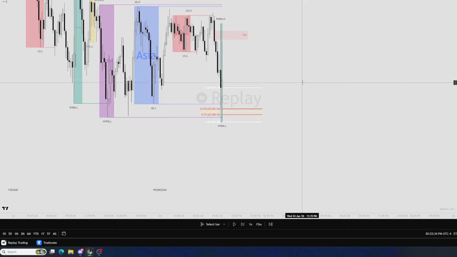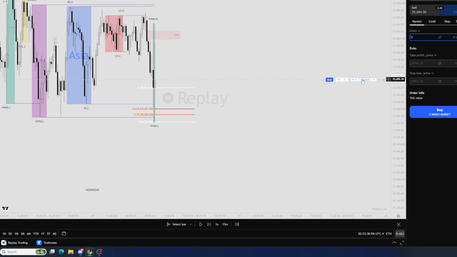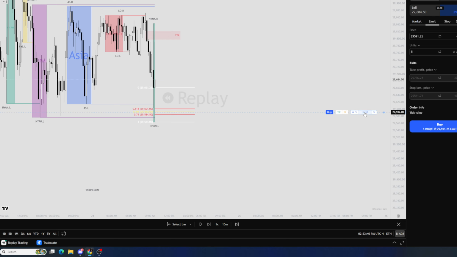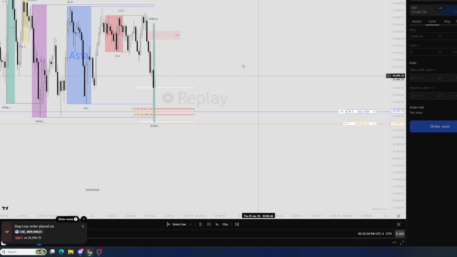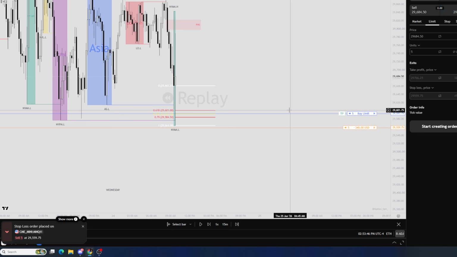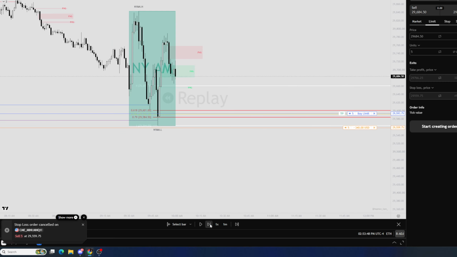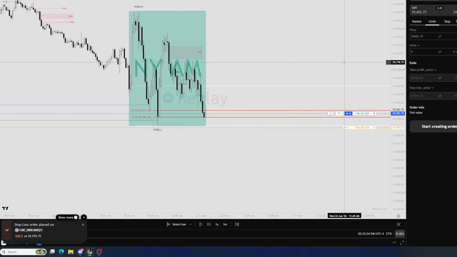It sweeps the New York PM low, which I like, and gives a nice rejection. This is my buy limit, and yes, I took some micros. I'm risking 340 in this trade. Now let price go back to the 1 minute and back to my entry. Bang, we're in. Take profits is how I set it up.